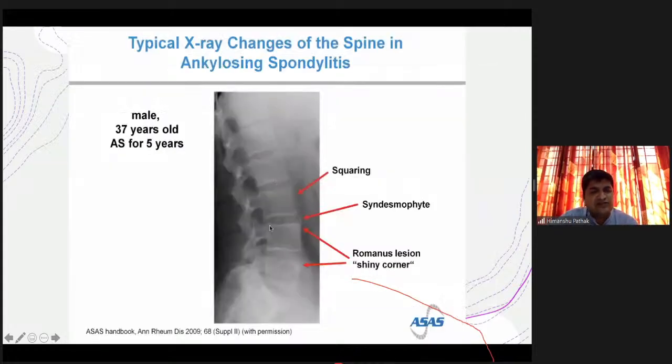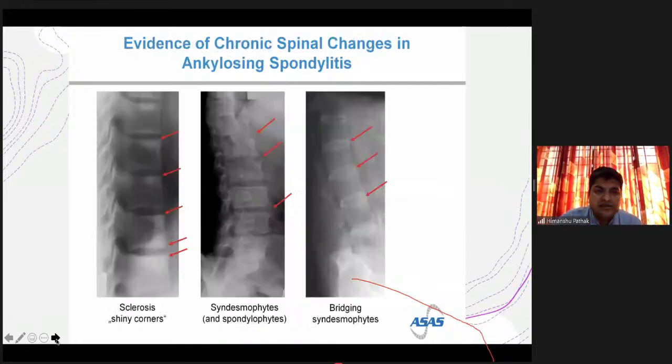On the lumbar spine X-ray of this young patient, a 37-year-old male, you may find squaring of the vertebra, syndesmophytes, and shiny corners. And unless you tell a radiologist or unless you look for all these findings, you may miss these changes. In subsequent years, you may find that the syndesmophytes are now enlarging, and there happens a complete fusion of these syndesmophytes, which is known as bamboo spine.